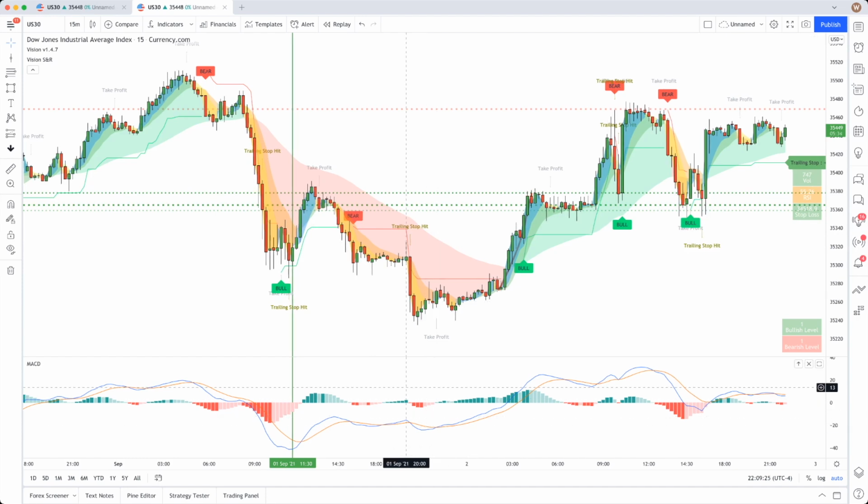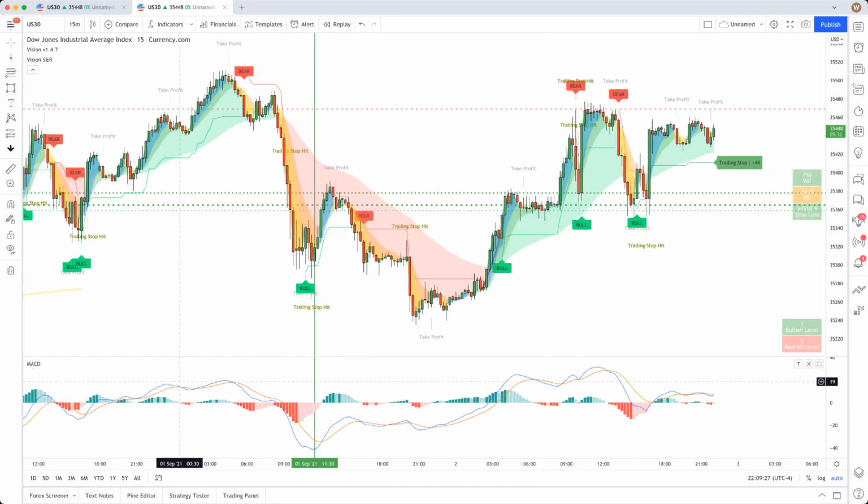When the histogram gets up high like this, above the top, I'm looking for the blue line to cross below the orange. Usually when they cross on the higher time frame, like I was saying earlier, the stronger time frames, look for that cross, and that can be a good indication of a good little short move coming up.